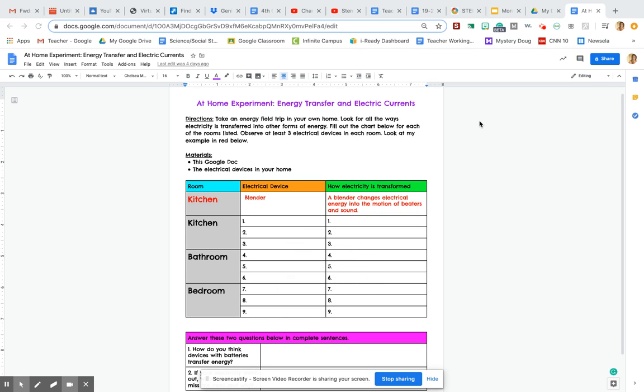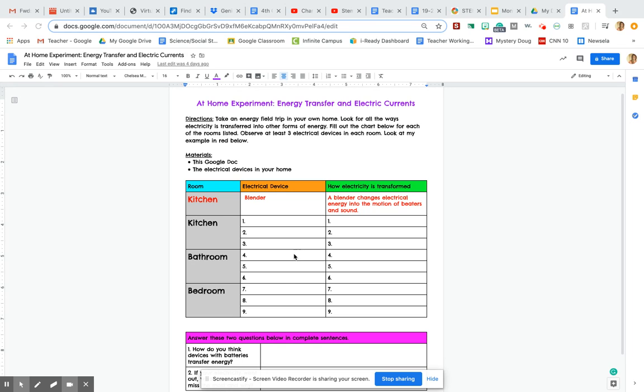Hey guys, I'm going to talk about our at-home experiment that you're going to be doing. This experiment is almost like a scavenger hunt. So here's what you're going to be doing today. You're going to take an energy field trip in your own home. You're going to look for all the ways electricity is transferred into other forms of energy.